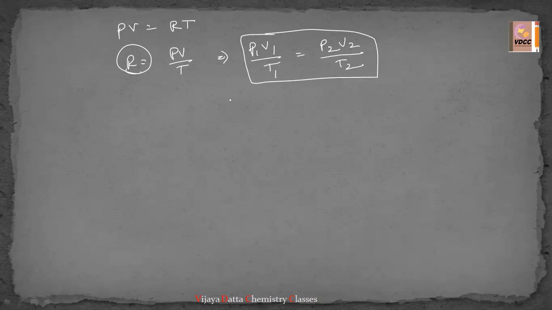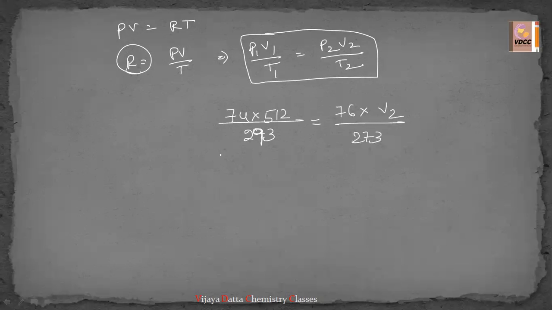What is the P1 value? P1 pressure is given as 74, right? So 74 into volume, given in milliliters, that is 512, by temperature 273 plus 20, so the temperature value is 293, which is equal to pressure 76, volume we have to find, by temperature 273. If you calculate all these values, we will get the V2 value.